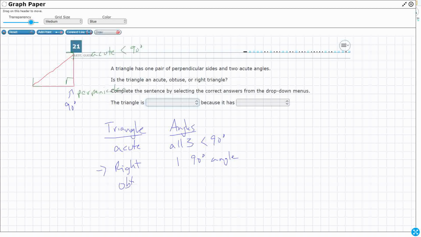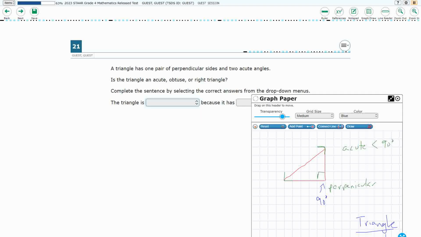The other option is obtuse, and it's got one angle that is greater than 90. So let's make it like that. Greater than 90. So it's going to be kind of fat like this. If that's going to kind of look something like that, that's more of an obtuse. But really, I'm looking at a right angle. It is a right angle, which makes it a right triangle. It's this one right here.